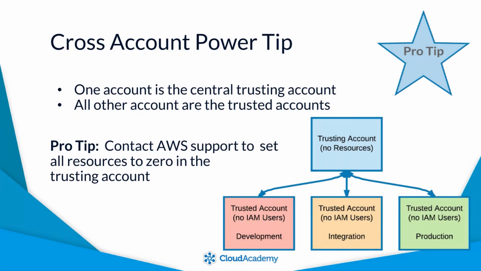I want to give you a cross-account organization power tip here real quick. One account is the trusting account. The other accounts are the trusted accounts. In your trusting account, you should contact AWS support and set all the resources to 0 so that nothing can be created in this account except for IAM users. This way, you know the trusting account is just that, trusting, and the other accounts are the trusted accounts where you do work.